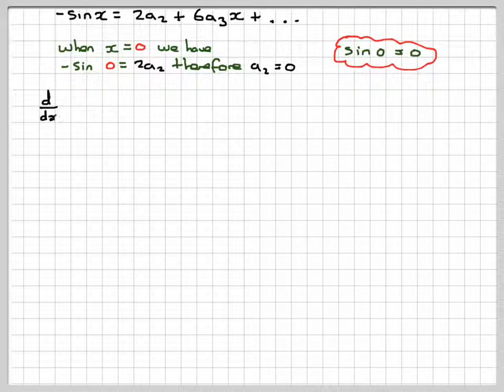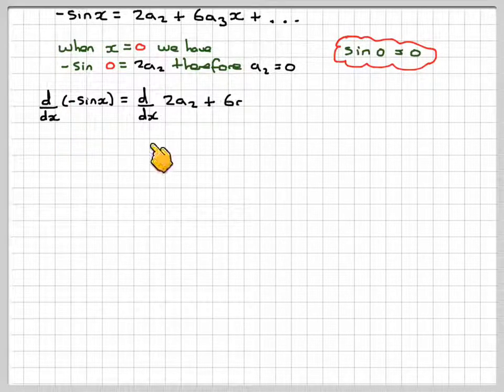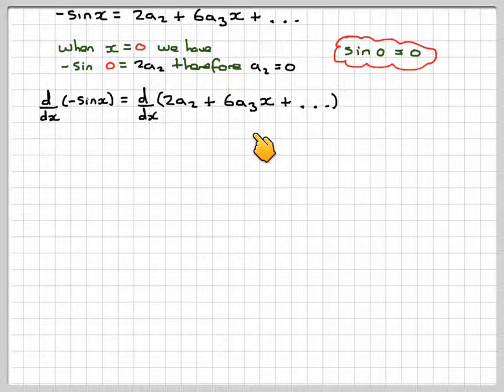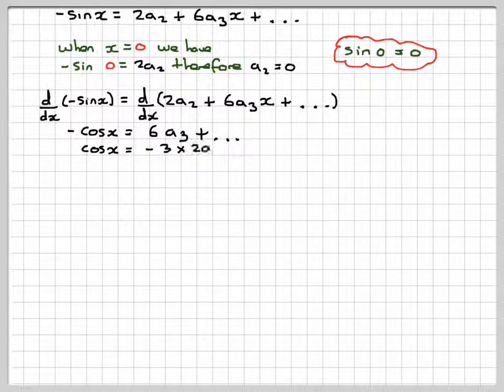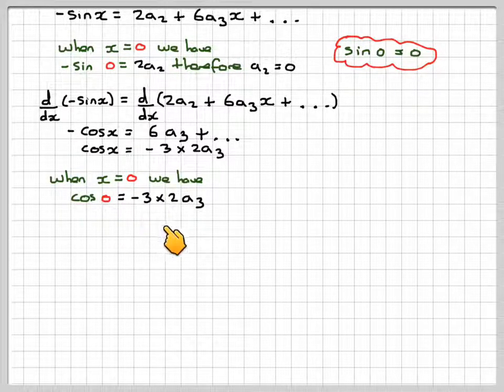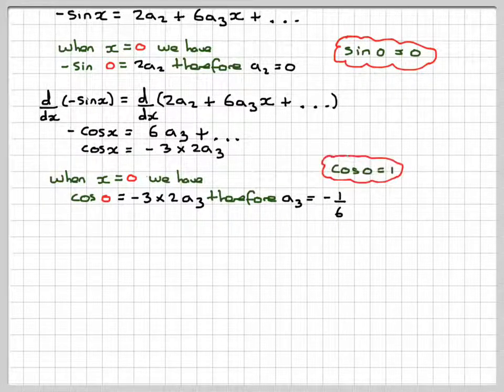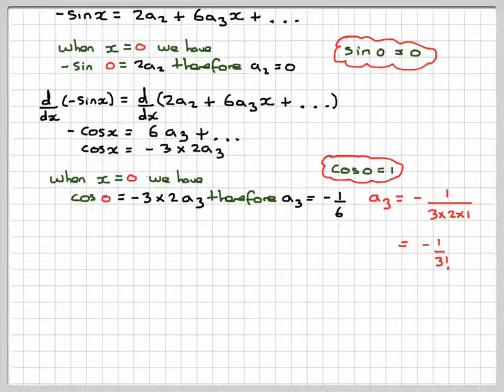Now if we differentiate again, so d dx of minus sin x and d dx of 2a2 plus 6a3x, we're going to get minus cos x equals 6a3, and therefore, rather than 6, we can write minus cos x equals 3 times 2a3. When x is equal to 0, cos of 0 is 1, so we have 1 is minus 3 times 2a3, and therefore a3 will be minus 1 over 6, or preferably a3 will be minus 1 over 3 times 2 times 1, which is minus 1 over 3 factorial.